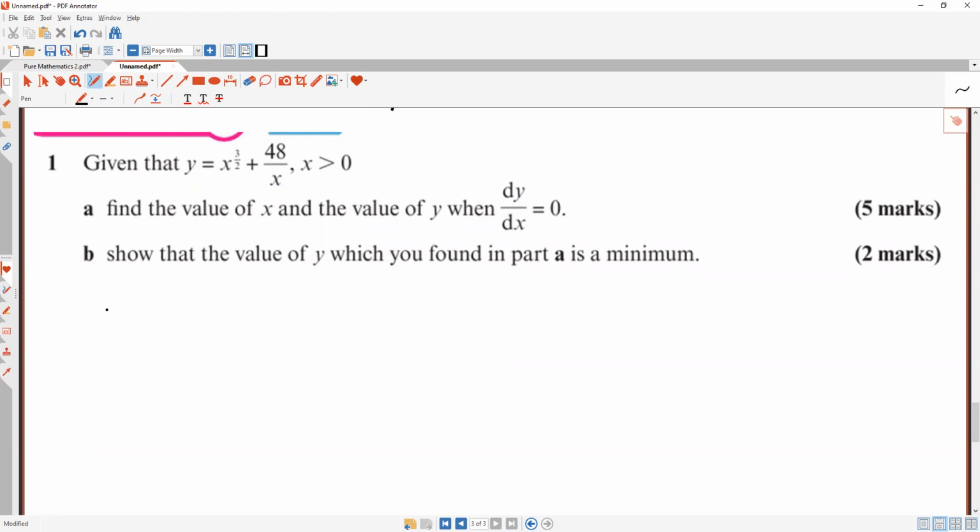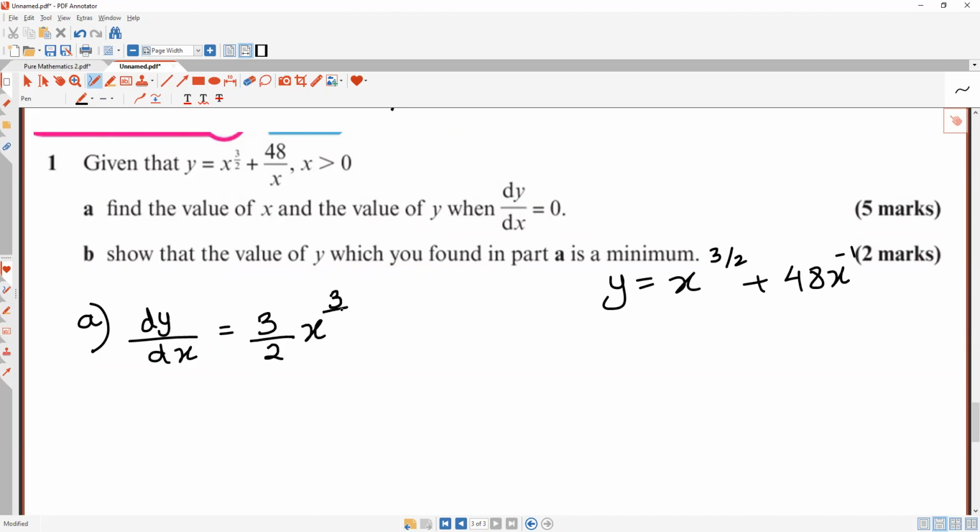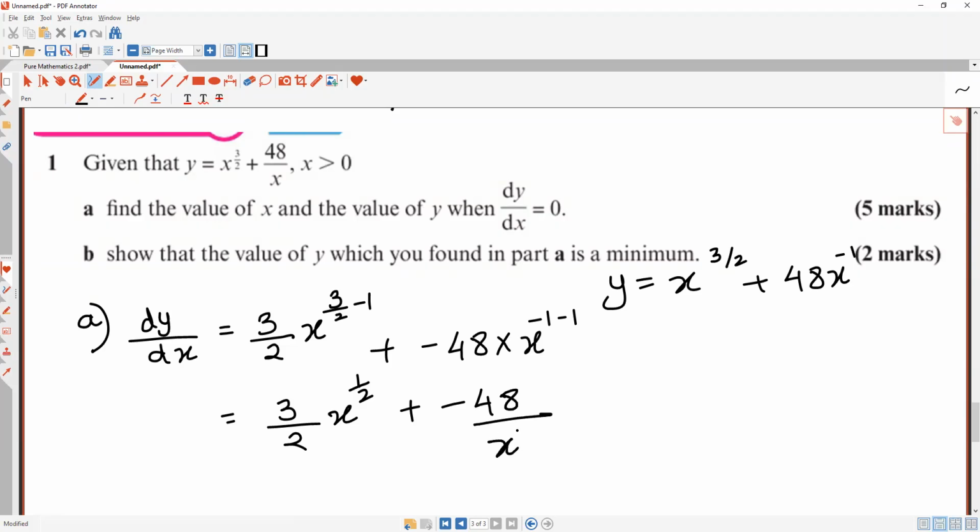Fine. So first of all, I need to do dy by dx for that, right? I need to simplify it first. I did not simplify it, by the way. Simplification also has marks. 48 x raised to minus 1. So it's going to be 3 by 2 x raised to 3 by 2 minus 1 plus minus 48 multiplied by x raised to minus 1 minus 1. So 3 by 2, that is 1.5. 1.5 minus 1 is 0.5. So x raised to half minus 48 divided by x squared.